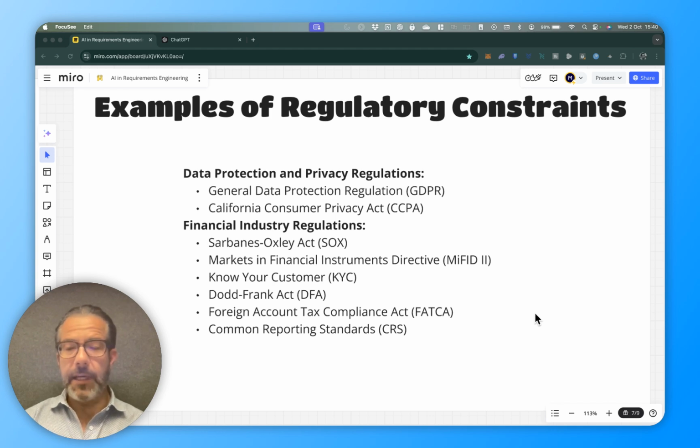And then there are many different financial industry regulations, for example, SOX, MiFID, KYC, DFA, the Foreign Account Tax Compliance Act, and Common Reporting Standards, just to name a few. Now, the difficulty is to understand which of all of these regulations apply to your project. And how we can find that out, I'm going to show you right now.